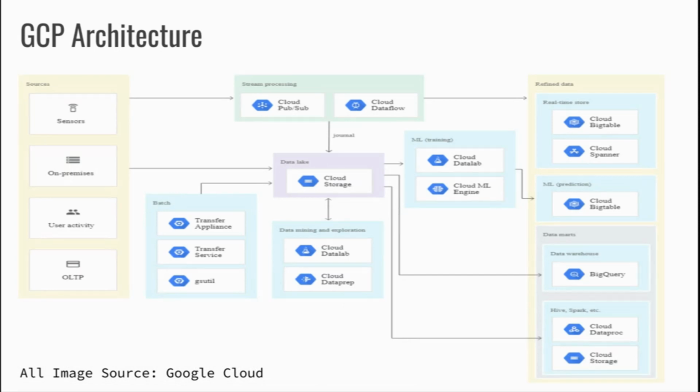Now this image is taken from the Google Cloud platform, and all the images are taken from Google Cloud documentation, right? So instead of Datalab, now it's AI Platform Notebooks, where your data scientist can build models. And once you have your model ready, you can deploy it on Cloud ML Engine, which is nothing but AI Platform Predictions today.